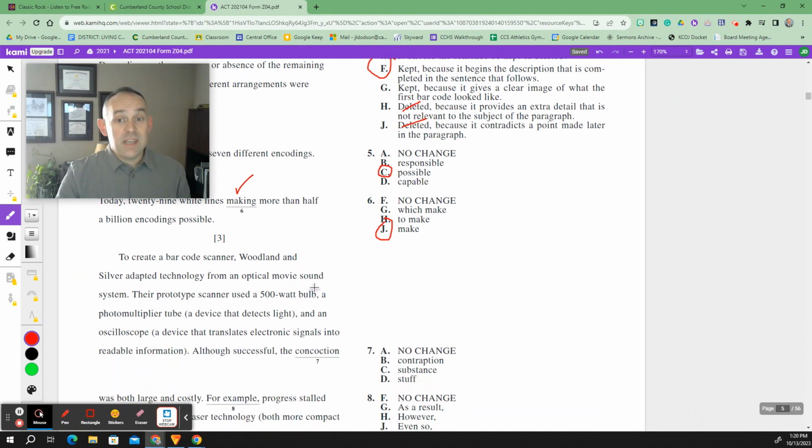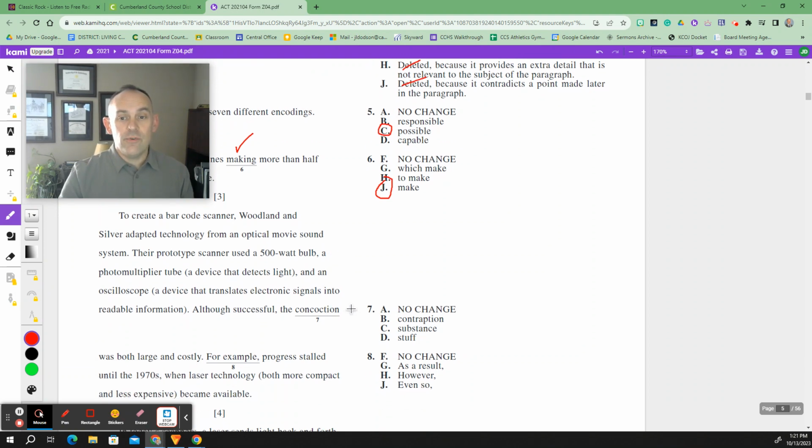To create a barcode scanner, Woodland and Silver adapted technology from an optical movie sound system. Their prototype scanner used a 500-watt bulb, a photomultiplier tube, a device that detects light, and an oscilloscope, a device that translates electronic signals into readable information. Although successful, the concoction was both large and costly.